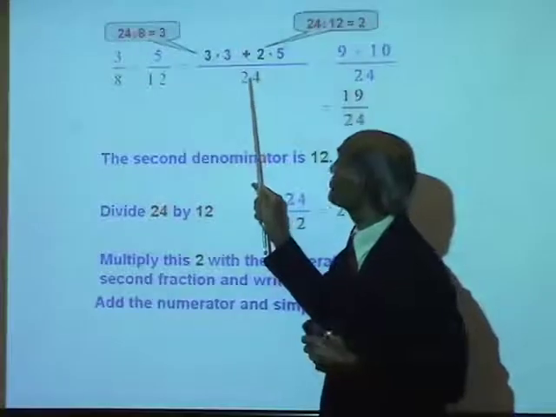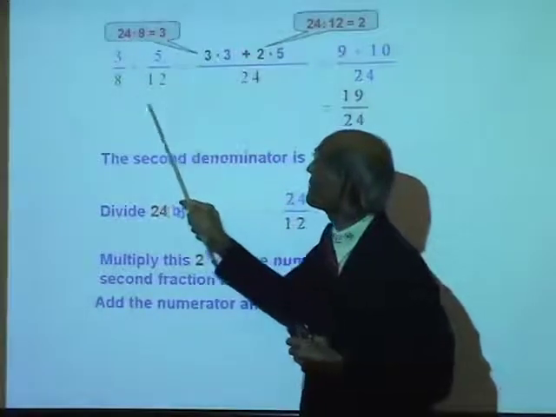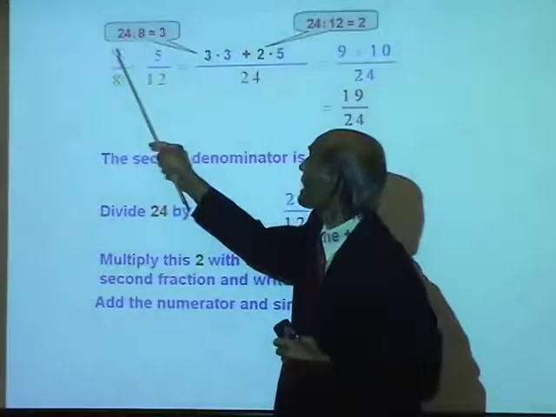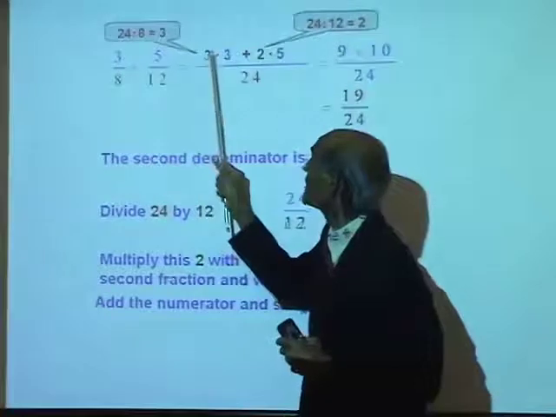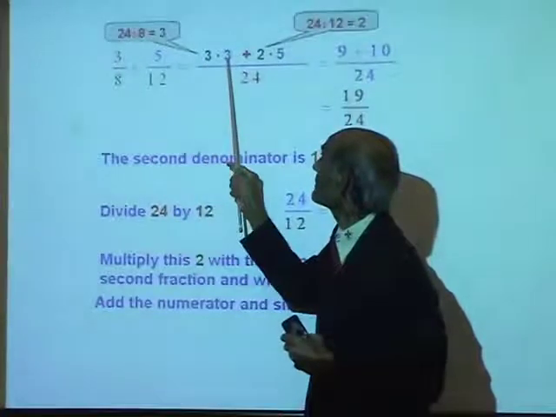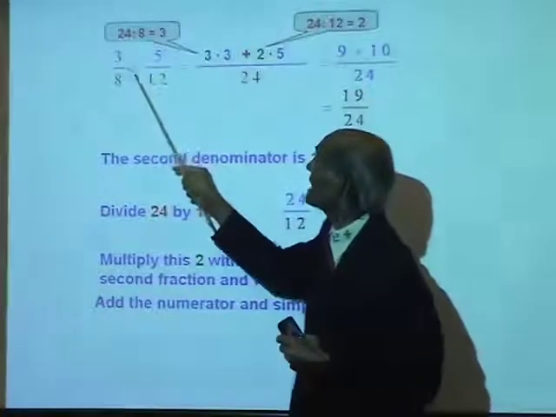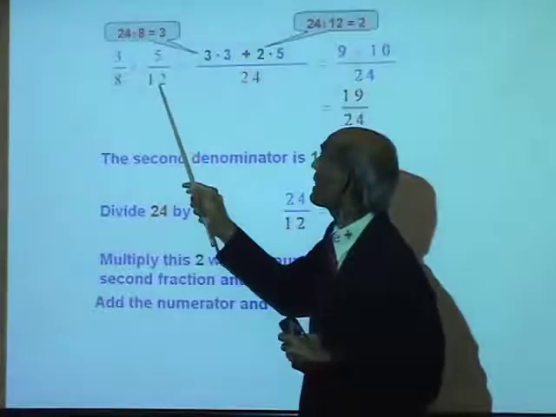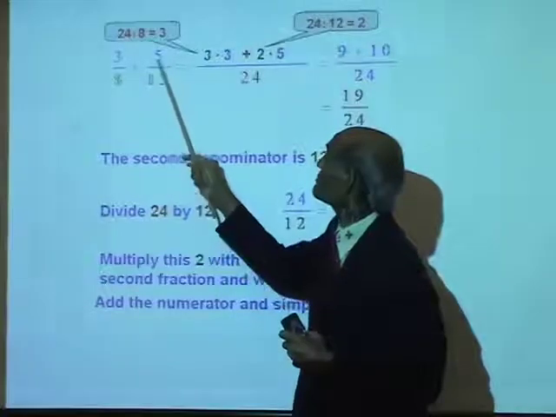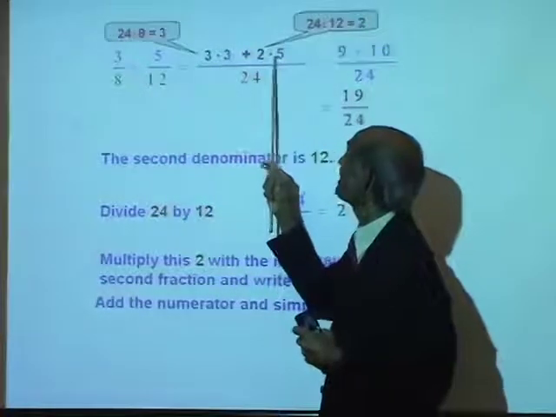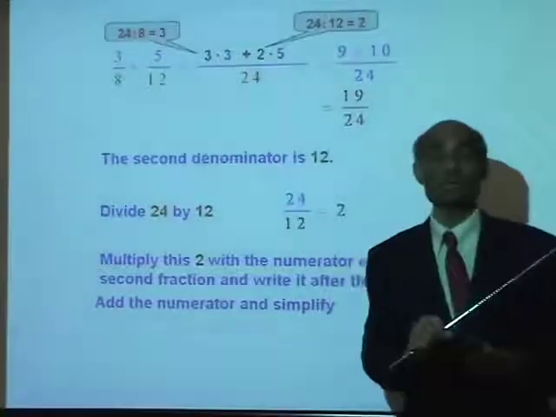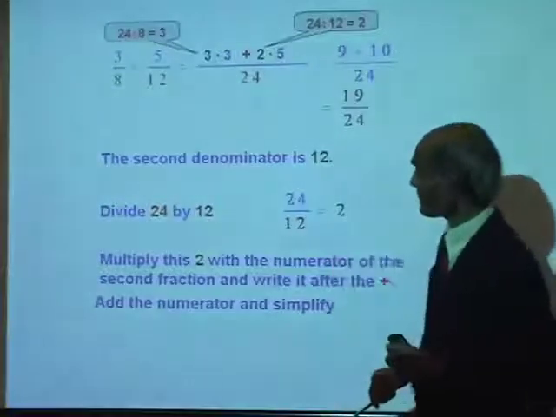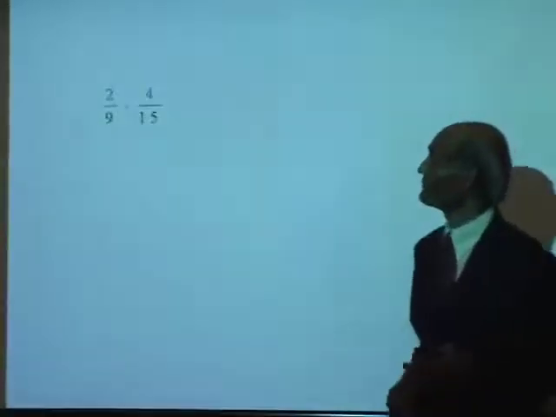Watch the pointer I'm using. 24 divided by 8 is 3. And that 3 is multiplied by this numerator 3. And write it there, 3 times 3. Follow that up with the sign here, plus. 24 divided by 12 is 2. And that 2 is multiplied by 5. And that gives you your numerator. Isn't that simple? I think so. Well, let's go and do another one.